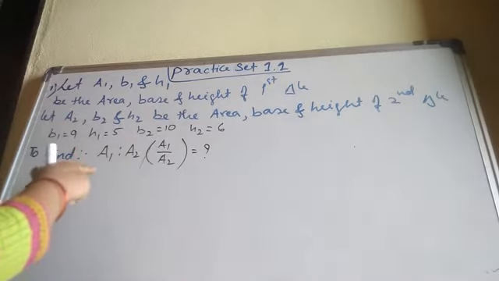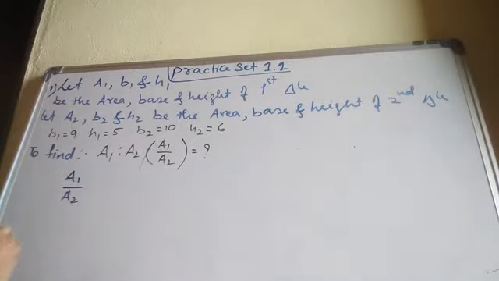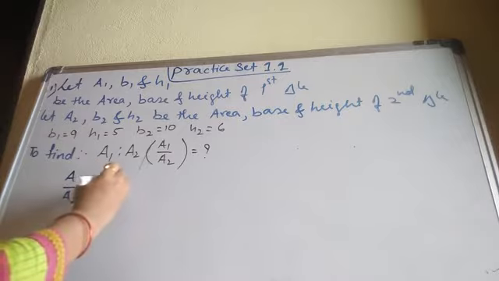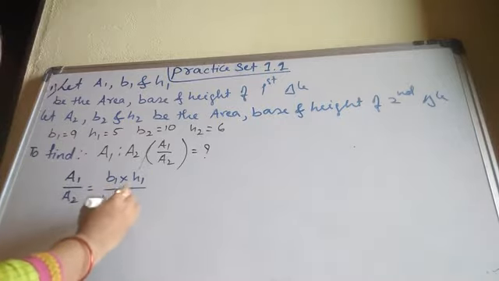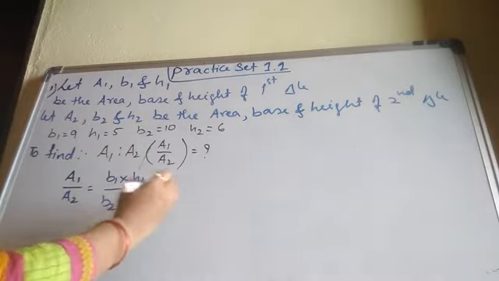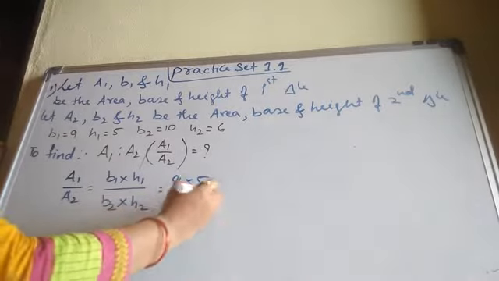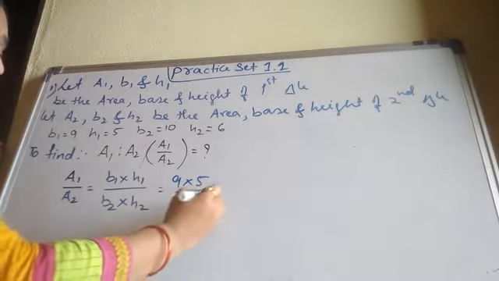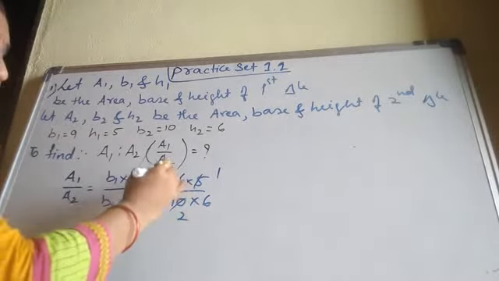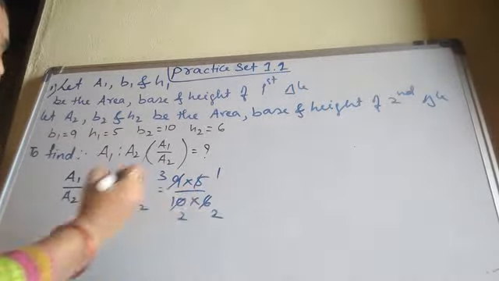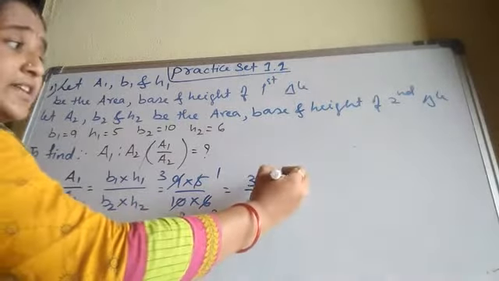Now here A1 is denoted by the first triangle. A1 upon A2 equal to B1 into H1 upon B2 into H2. The values you know, so substitute the values: 9 into 5 upon 10 into 6. 5 ones are 5, 5 twos are 10. 3 threes are 9, 3 twos are 6. Here 3 upon 4.